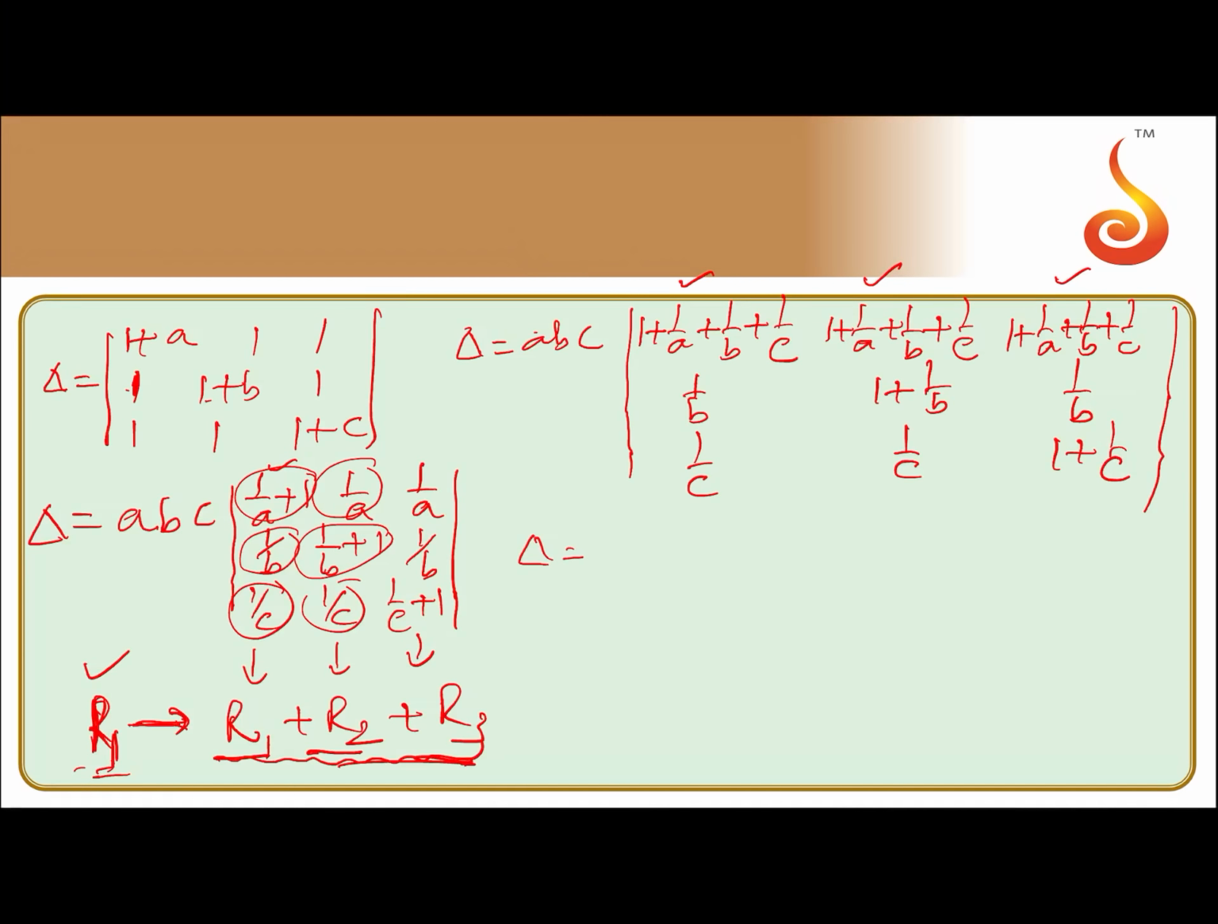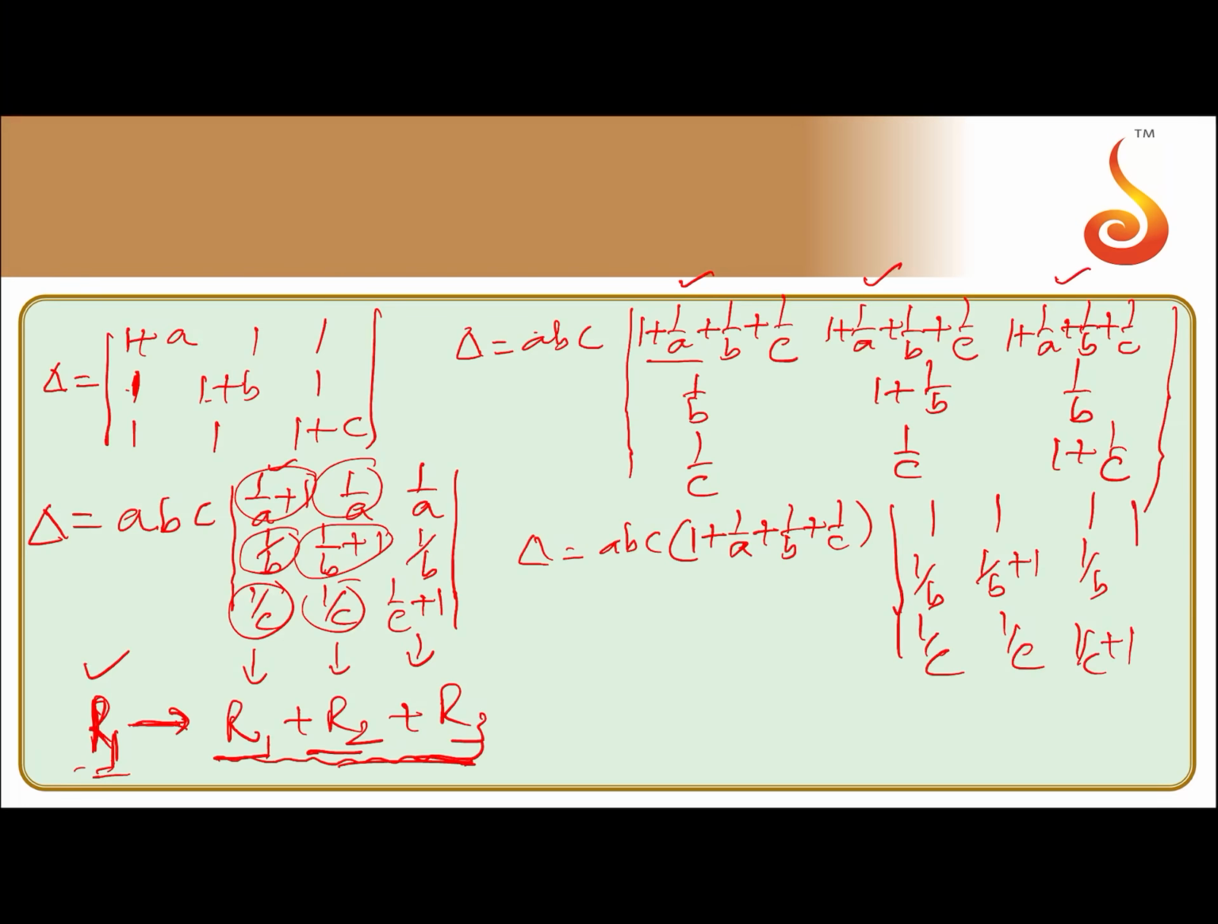So that determinant can be written as that number times the determinant. So a, b, c multiplied by 1 plus 1 by a plus 1 by b plus 1 by c is a common number, multiplied by the remaining determinant. If I take out this number, I'll be getting 1 here. So 1 by b, 1 by c. 1, 1 by b plus 1, 1 by c. 1, 1 by b, 1 by c plus 1, right? I am taking 1 plus 1 by a plus 1 by b plus 1 by c common.